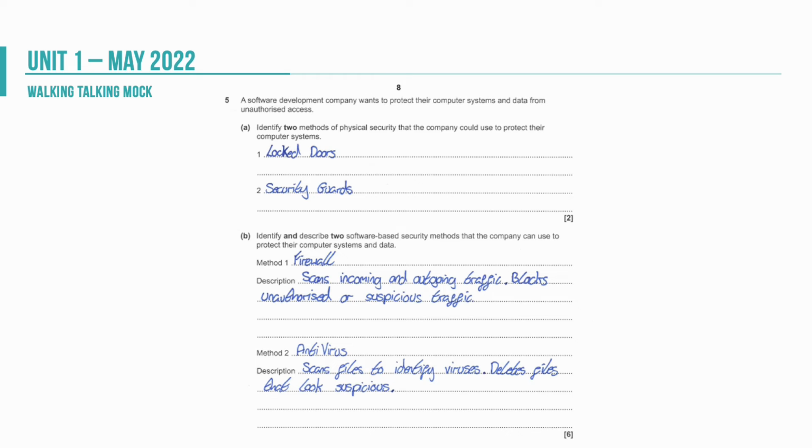Same for antivirus. It scans files to identify viruses and then deletes files that look suspicious. Too many students on this question get 4 out of 6. They say firewall, they say it scans traffic, but that's not enough to get you the 3 marks that you need. Make sure that when you get questions like this and you do know the answer, you really maximize the number of marks you get on each question.